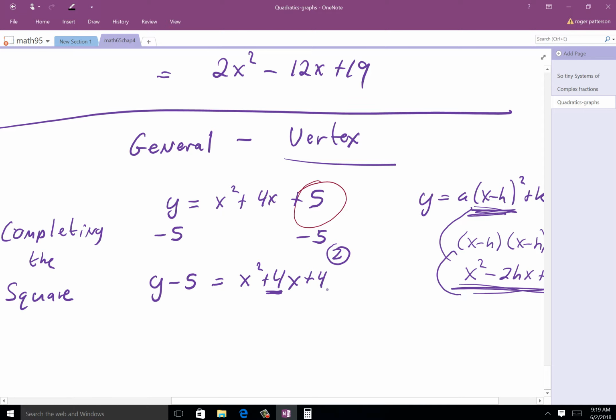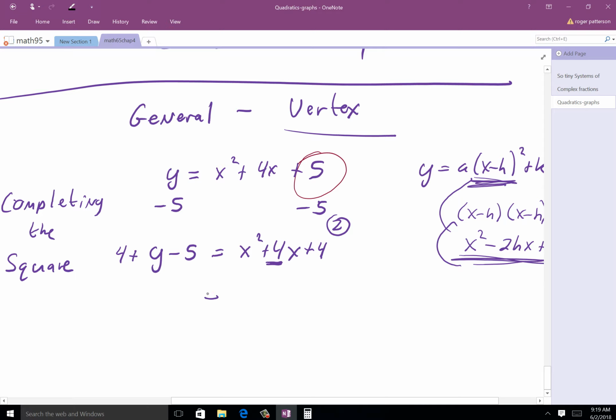Now, if I just say I'm going to take half of this, square it, and add 4, I can't add 4 to one side without adding 4 to the other side. You just can't. The equation isn't balanced if you don't do that. So now I'm going to add a 4 over here because I have to do that. Now look what happens.